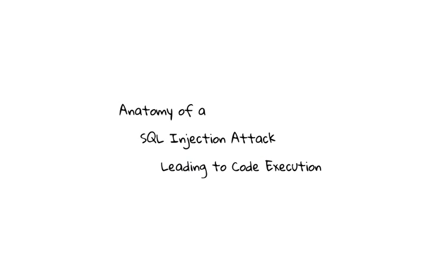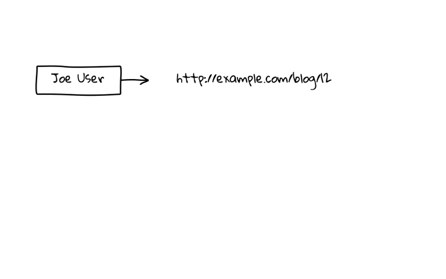Well, I think it's best described through a series of illustrations at a high level. Let's say that we're hosting a blog. Then Joe user comes along and makes a request to our blog. He asks for example.com/blog/12. The 12 being the 12th blog post.